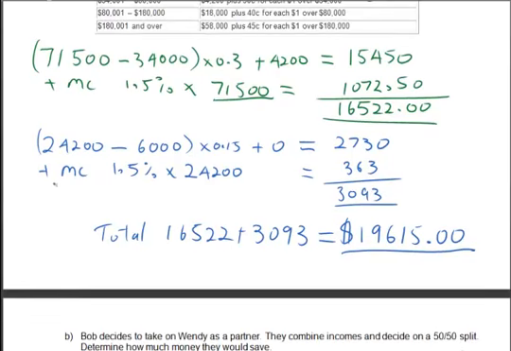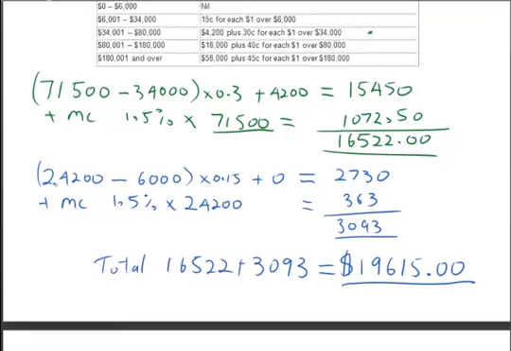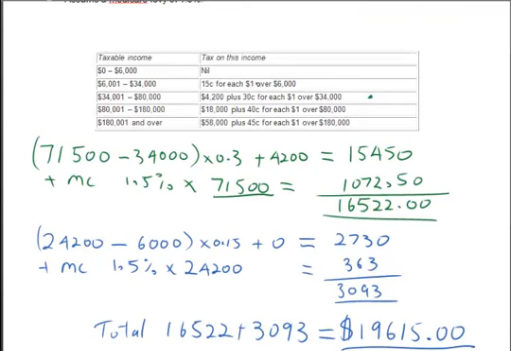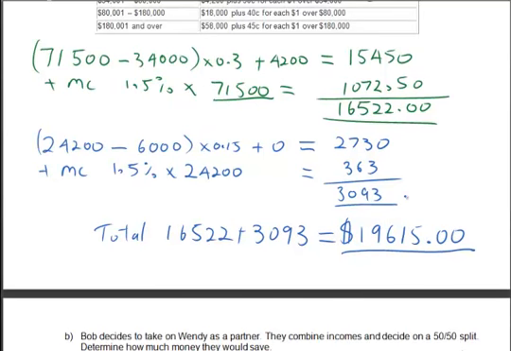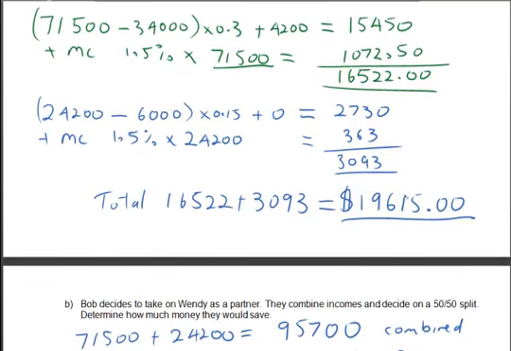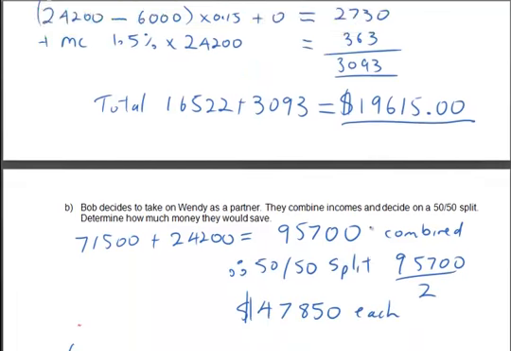Next one is for Wendy. She has $24,200. She has take 6,000 because it's in this first bracket here, and then times by 15 cents. And notice there's nothing to add to it because there's no money below that bracket, because that's the bottom bracket. So it's 2,730 is the tax. Medicare levy is $363, so it gives a grand total of $3,093. Add the two together and it's $19,615 is what they pay together in tax.